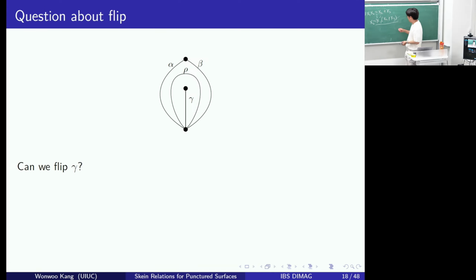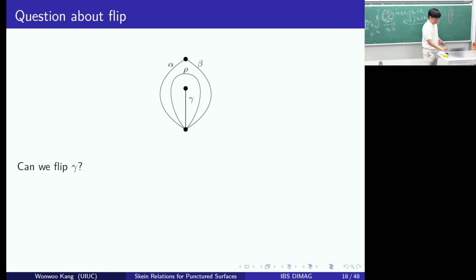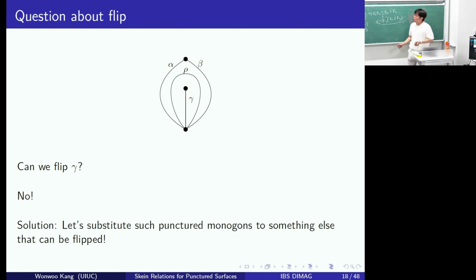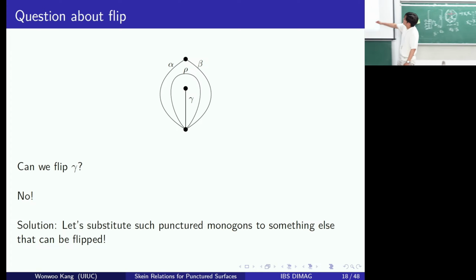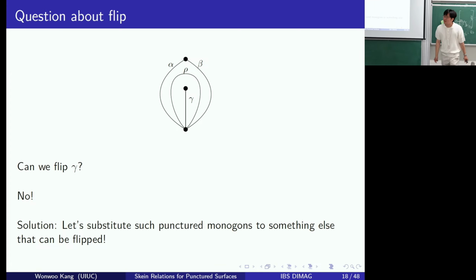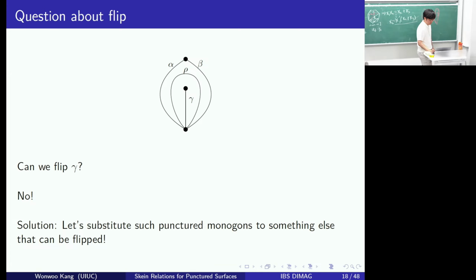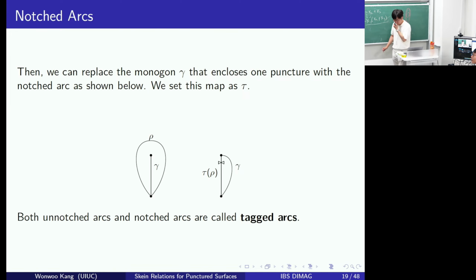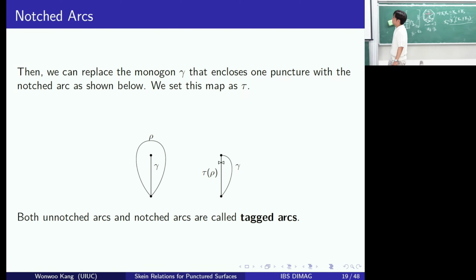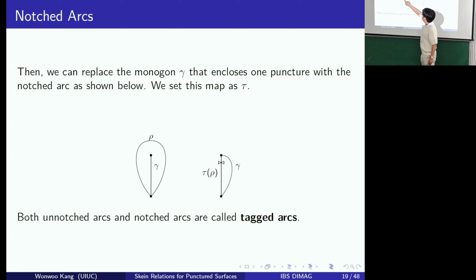So some of you might think that, well, if we have this kind of construction and we want to flip them here, why can't we say something like this? Well, there's an intersection, right? You don't want that. So that's why we want to substitute this monogon into the other picture. So what do you use? You use something called a notched arc. A notched arc is where you basically substitute this monogon into the arc.